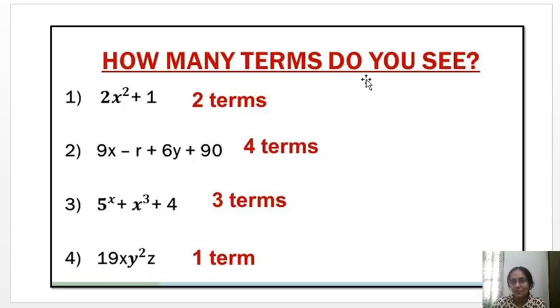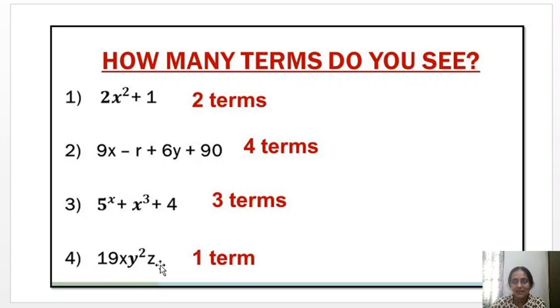How many terms do you see in this given expression? 2x square plus 1 consists of 2 terms. 9s minus r plus 6y plus 90 consists of 4 terms. 5 power x plus x cube plus 4 consists of 3 terms.